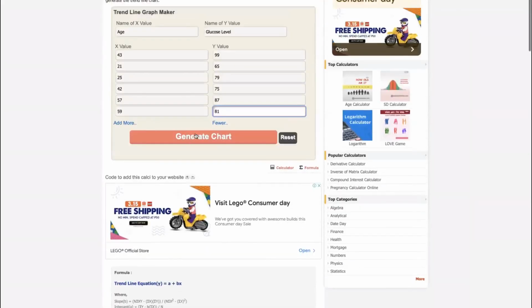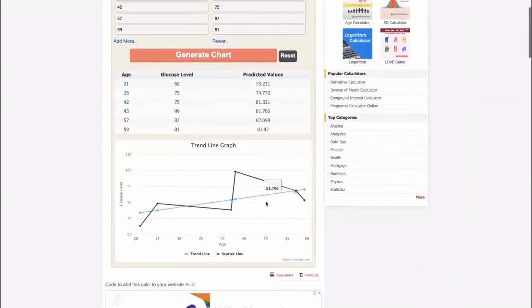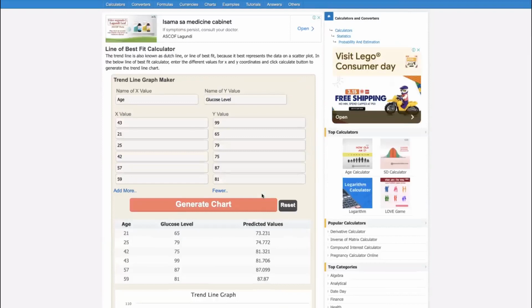Okay, let's generate. So there, did you see? This is the scatter plot. Actually, we call it the scatter line, but removing the line, we call it a scatter plot. Now, this blue line is the line of best fit. Now you can do the same thing for practice for the other two examples.